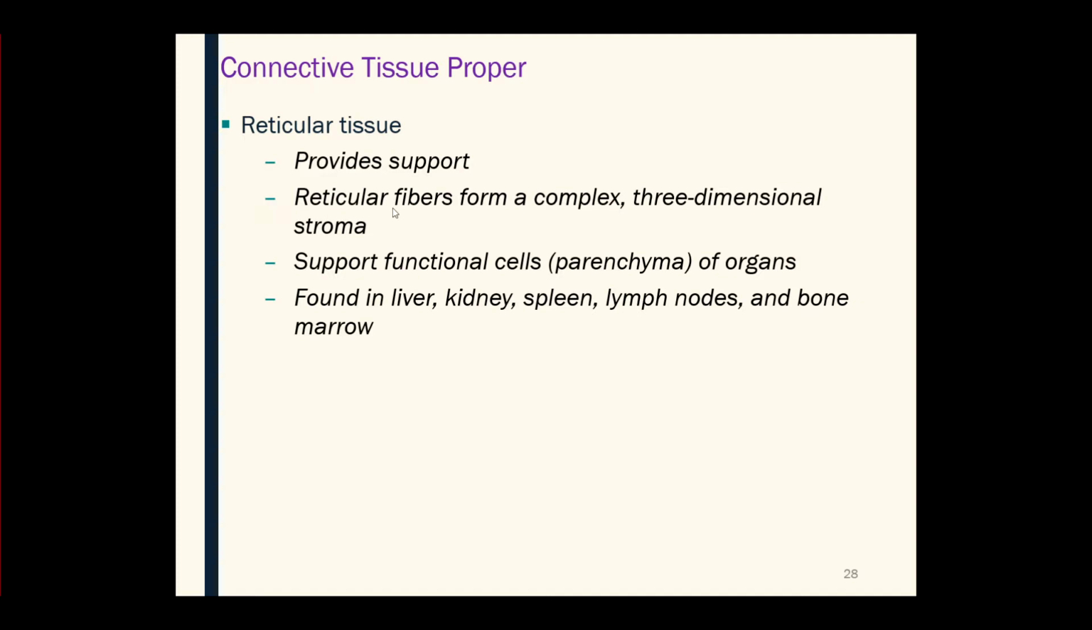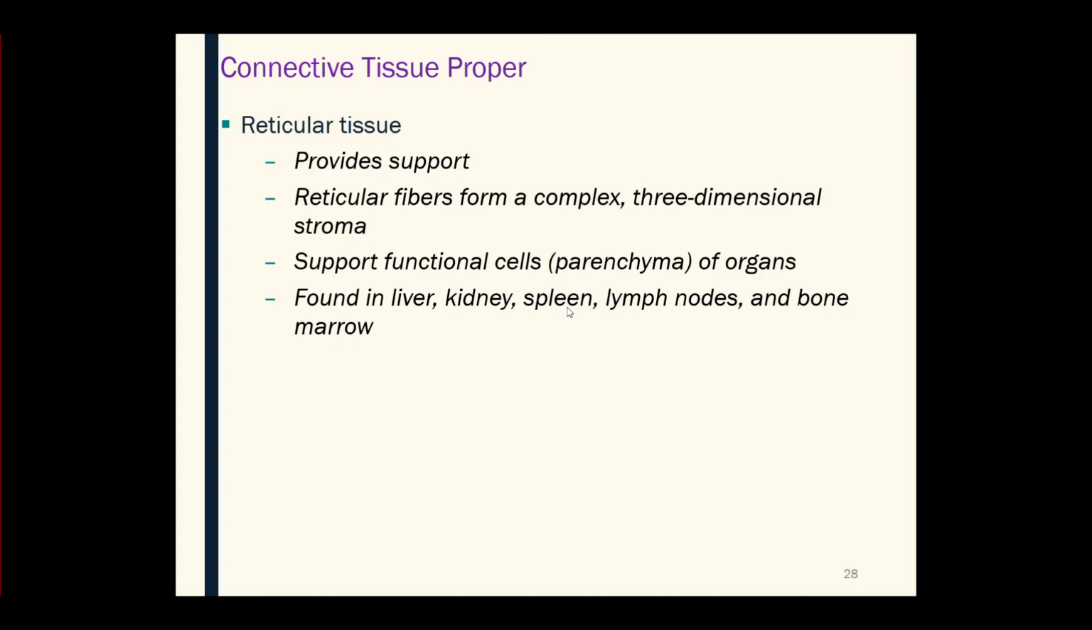So the reticular fibers form a complex, three-dimensional stroma. Again, that's kind of like a framework, guys. And that framework is going to support the functional cells of an organ. The example I gave you before was the liver. Okay, the liver, the kidney, the spleen, our lymph nodes, even our bone marrow have this reticular tissue. These are all tissues, guys, or organs and tissues that we study next semester in AMP2.